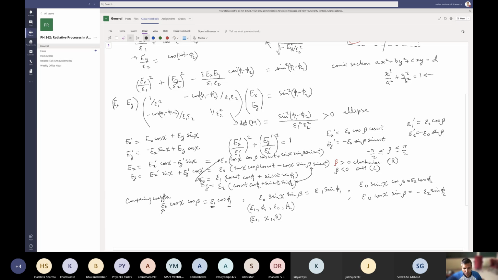So you can always go from the quantities measured in the general coordinates to the principal axes of the ellipse. So this is very, very useful. And given epsilon 1, phi 1, epsilon 2, phi 2, the easiest way to express epsilon naught, chi, and beta is through something called Stokes parameters. Stokes is named after Gabriel Stokes of the Navier-Stokes fame.